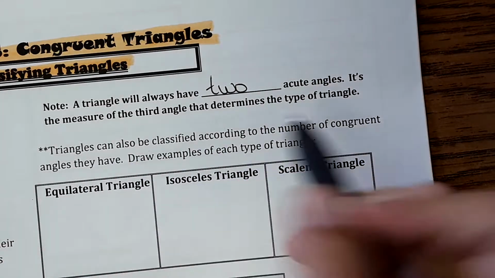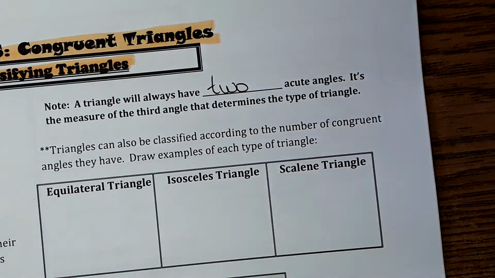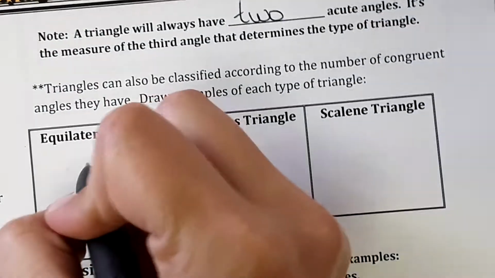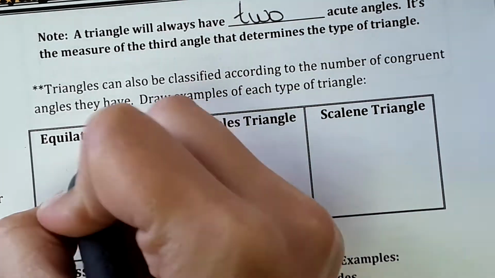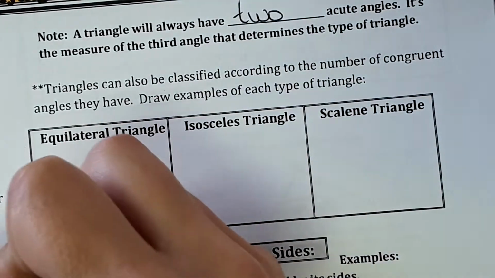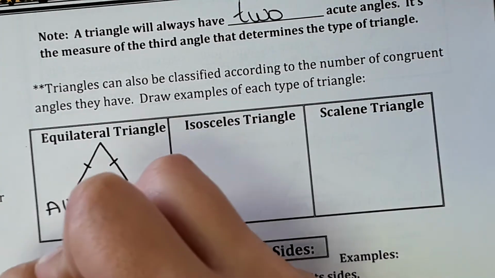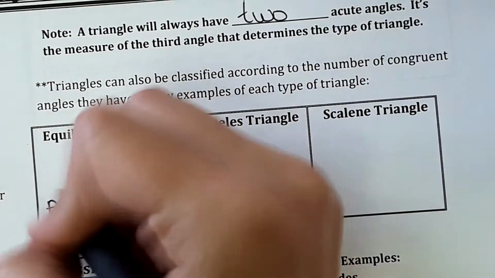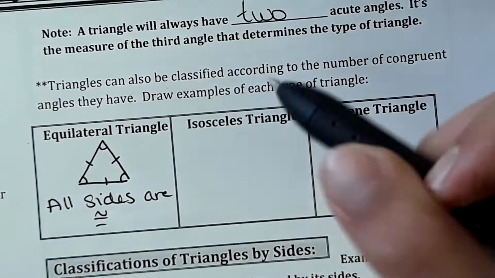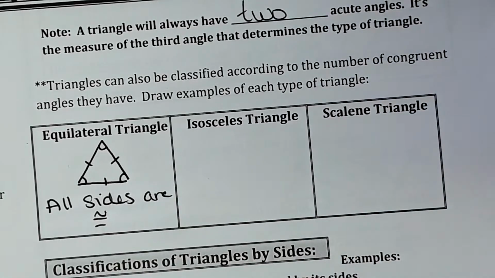And then triangles can also be classified according to the number of congruent angles or sides that they have. So here, equilateral triangle. Equilateral means all sides are the same measure. So all sides are congruent. What happens here, though, is since all the sides are congruent, the angles are also congruent. So if a triangle is equilateral, it's also equiangular. And if a triangle is equiangular, it's also equilateral.